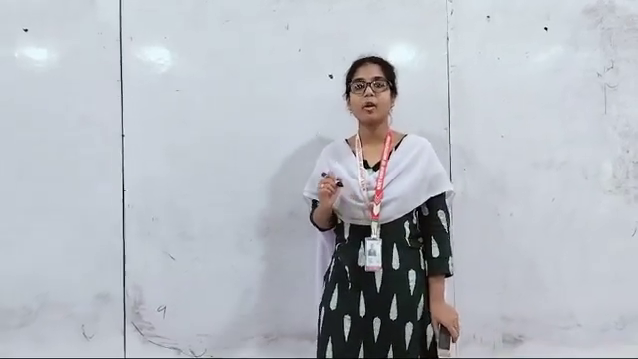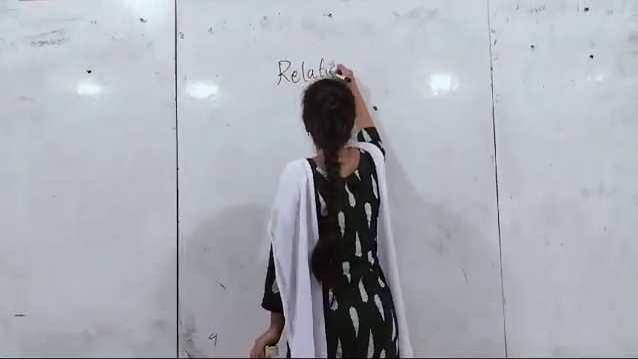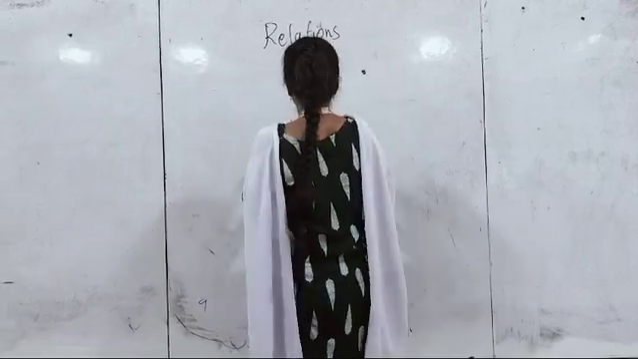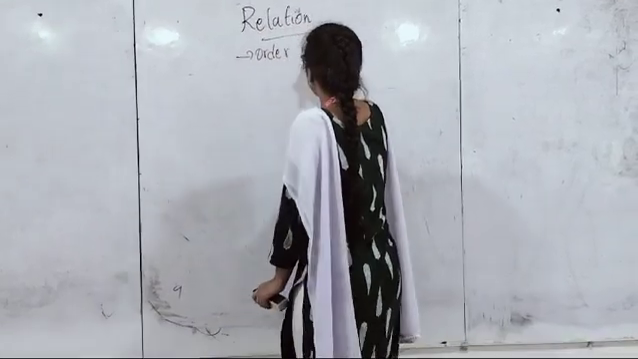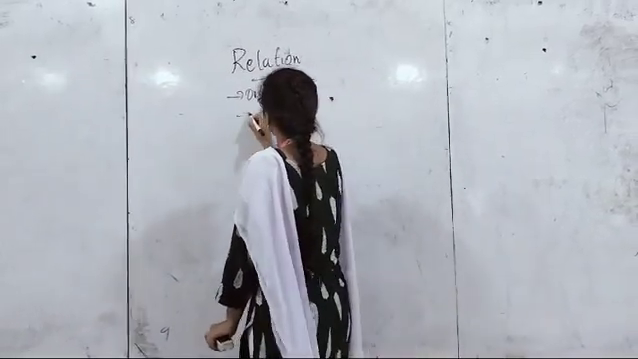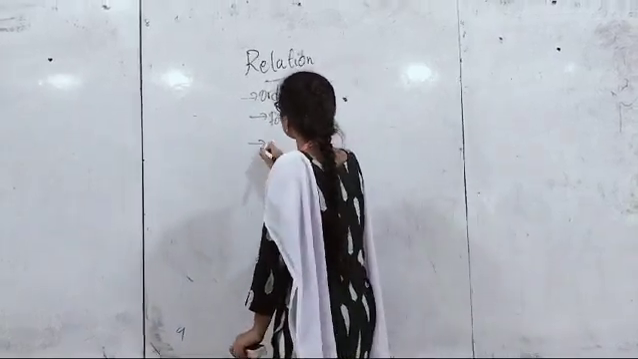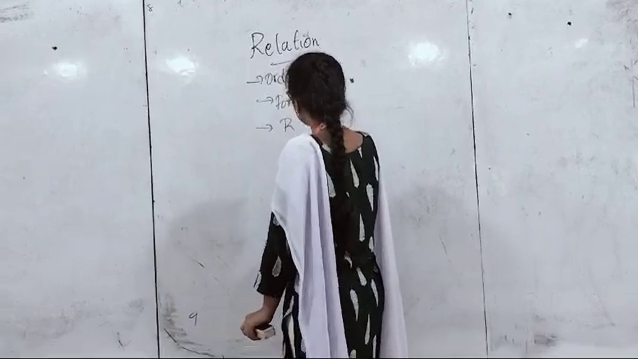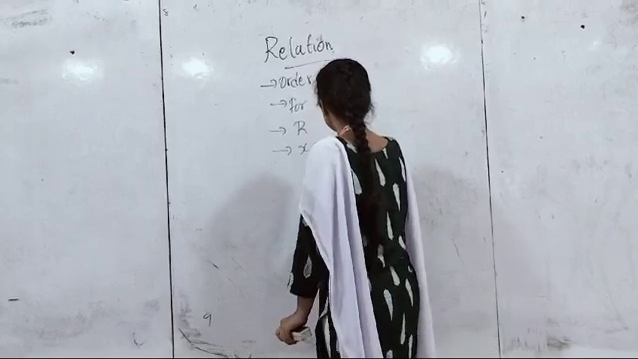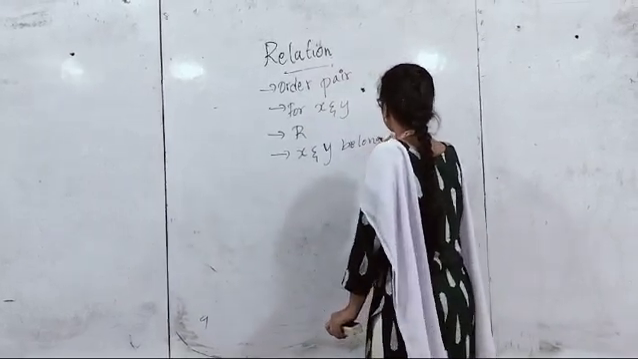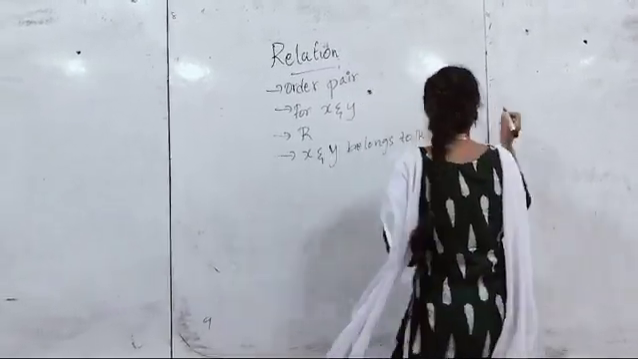I'm here to explain about relations. Relations means these are ordered pairs. Ordered pair for x and y. Here relation is defined as R. R means relation, so (x, y) belongs to R. This is called a relation. So here we have four types of relations.